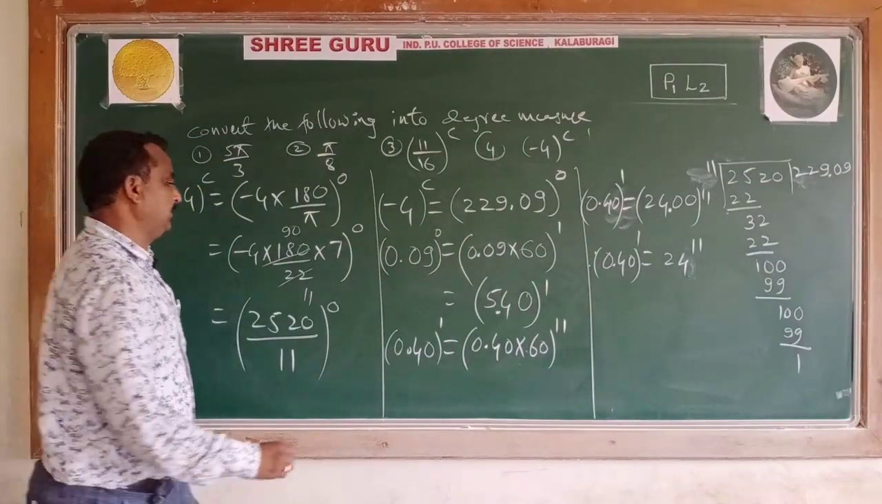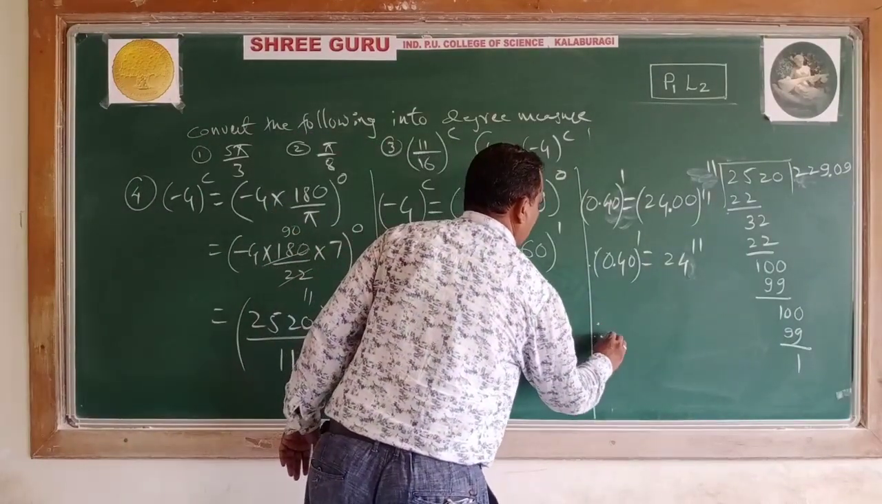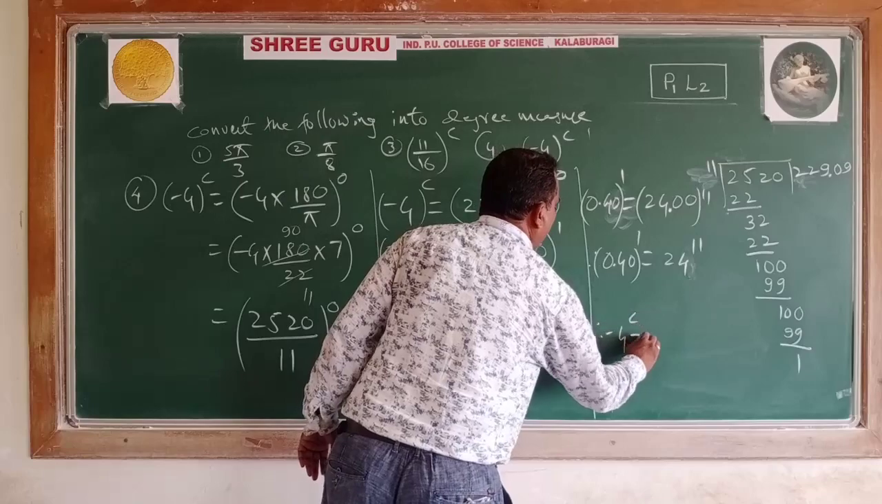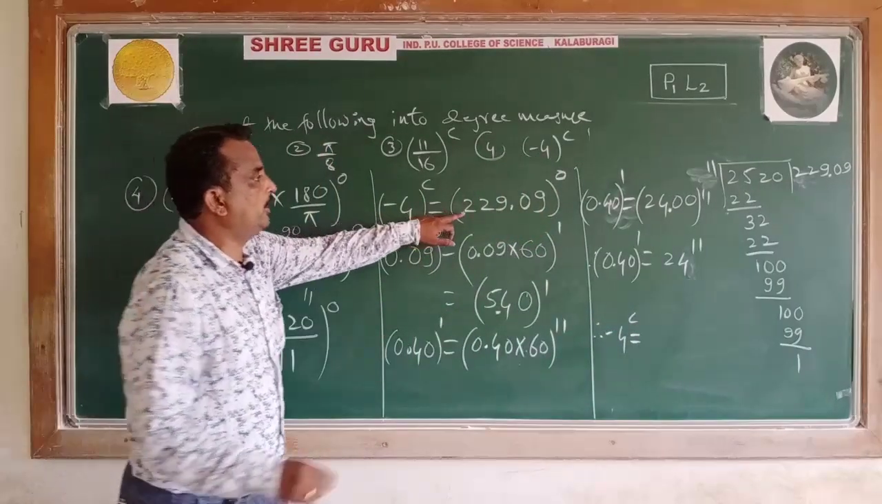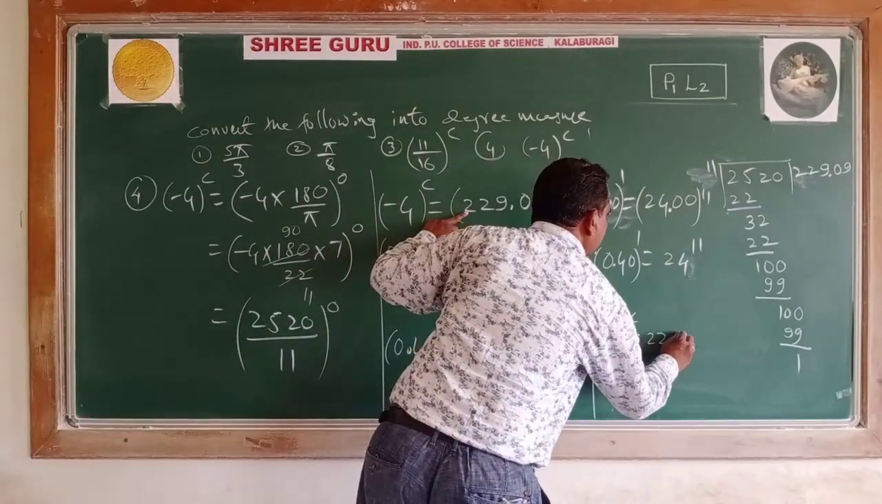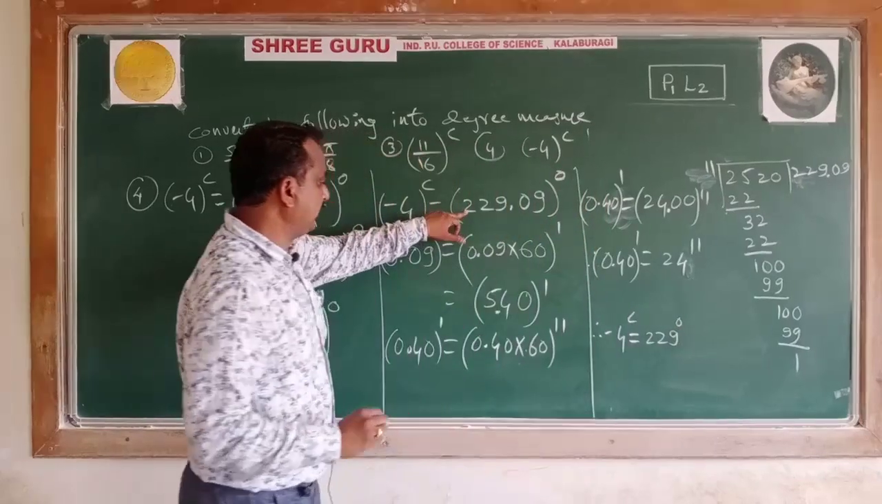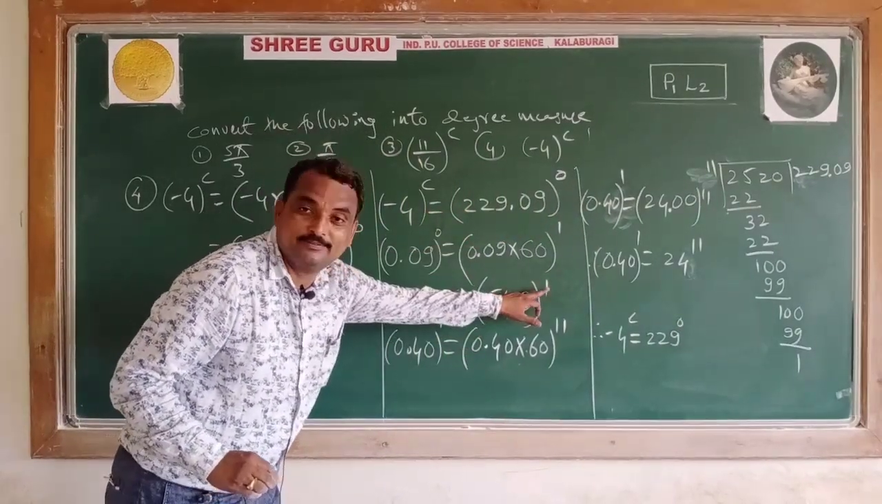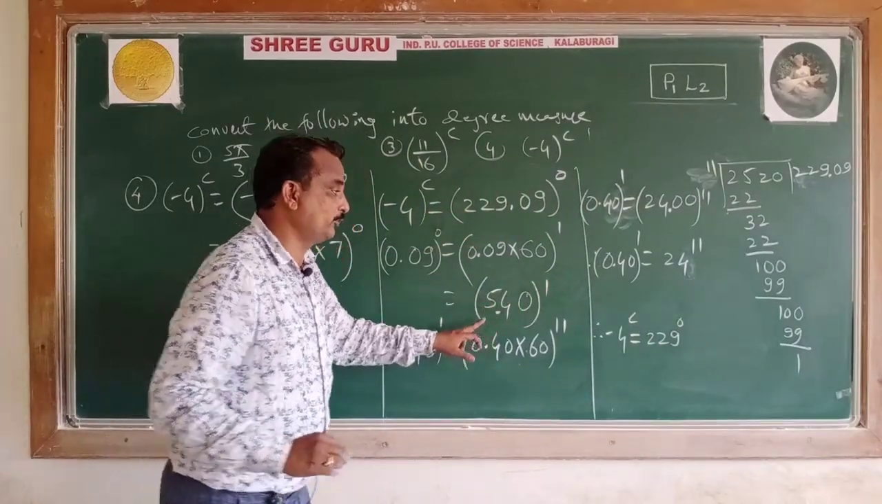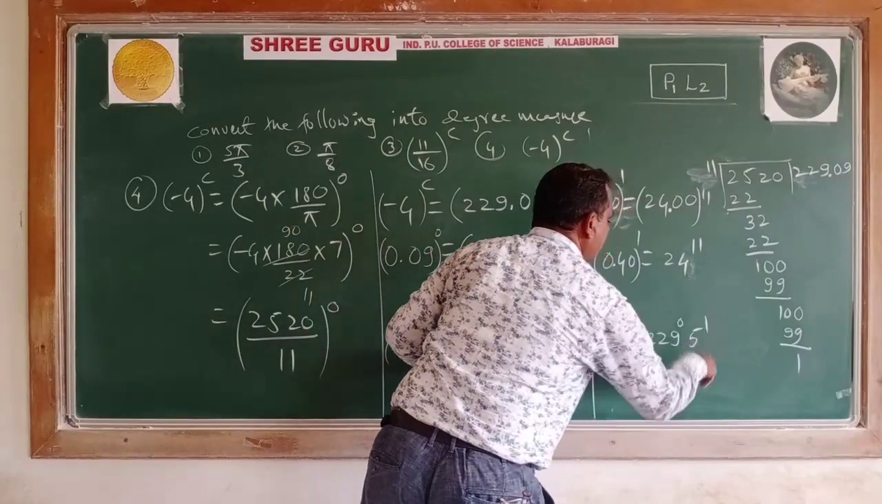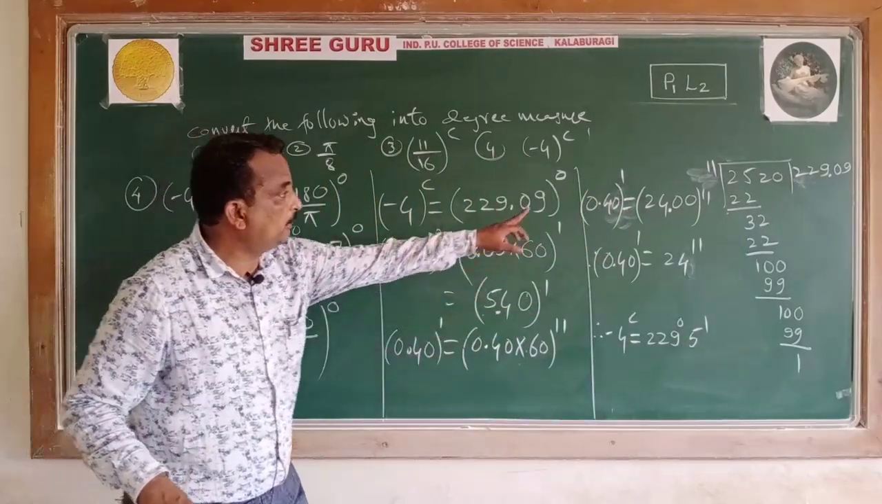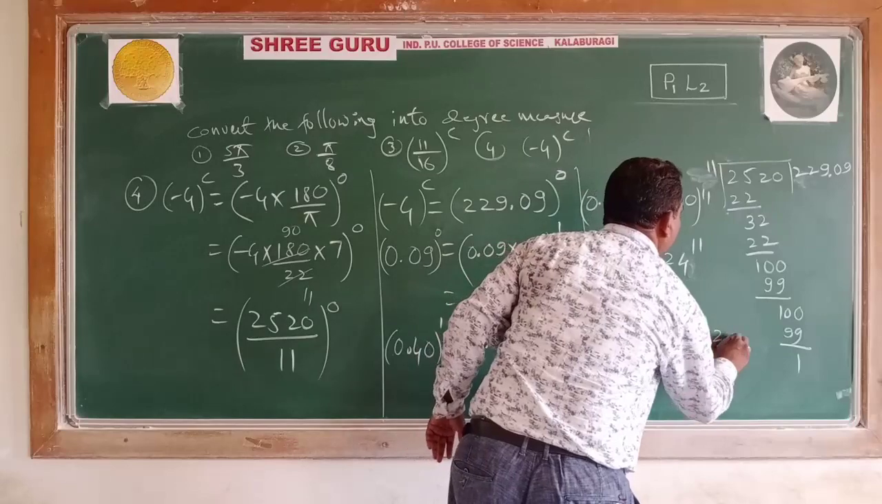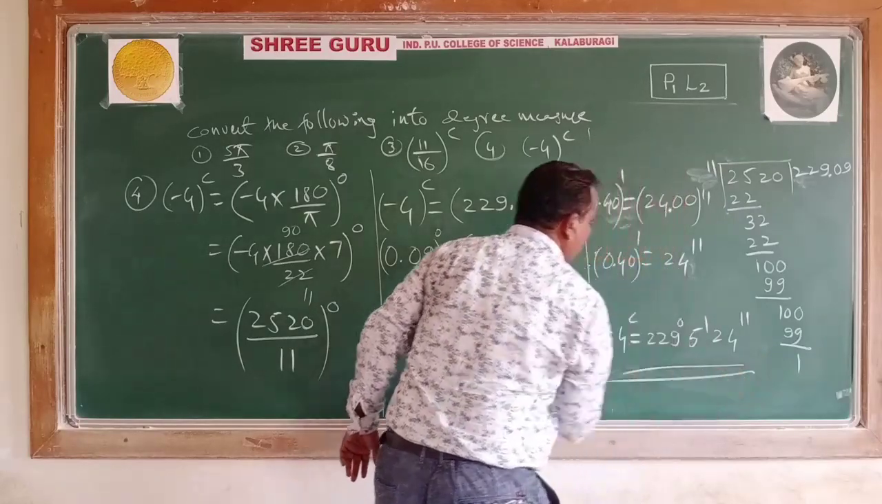Now writing the answer here. Therefore minus 4 radian is equal to 229 degree 5 minutes. This 0.40 converted in terms of seconds is 24 seconds. This is our final answer, students.